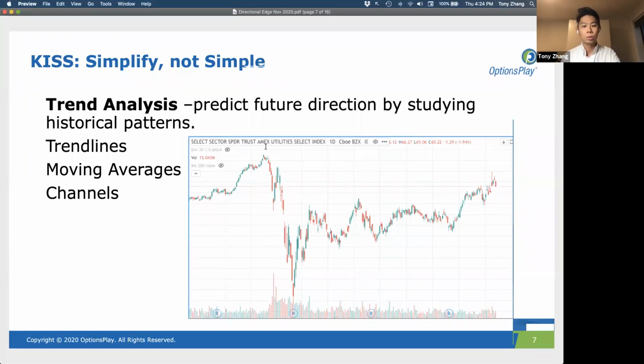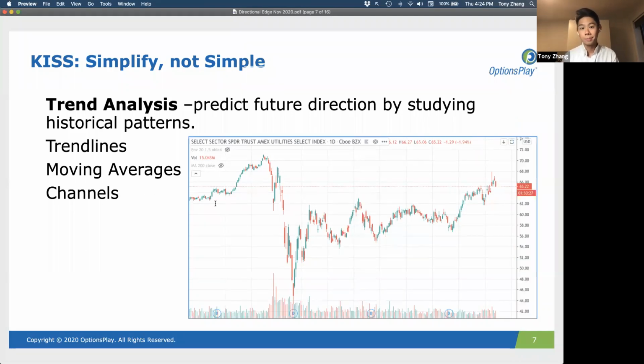Here is XLU, the utilities ETF. Now, this is pretty much the chart for 2020. From a technical analyst perspective, the first thing you would notice is throughout the beginning of the year, this was on a straight, very clear uptrend. And then it was followed by a very quick downtrend, followed by a long period of what we would call a sideways market, and recently a breakout from that sideways market back into an uptrend.